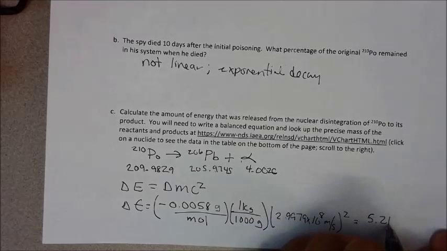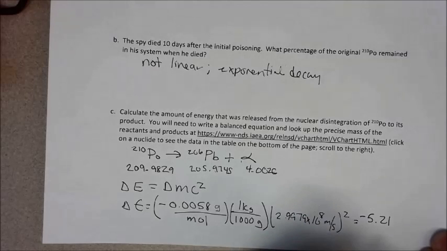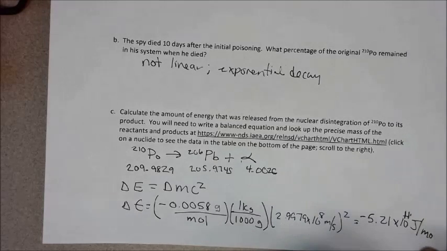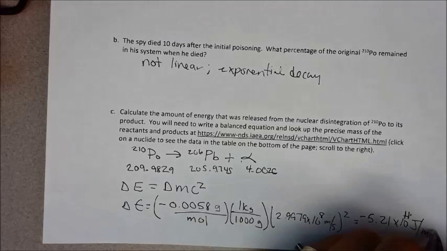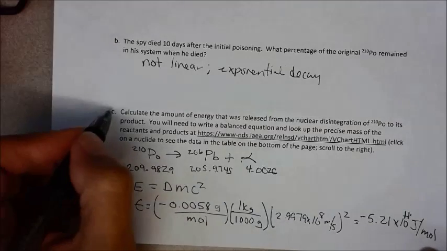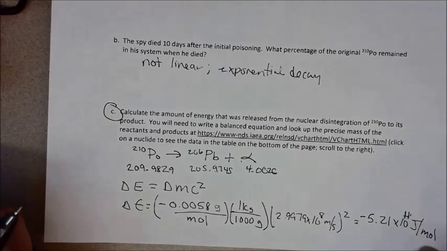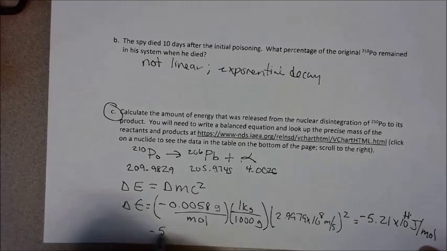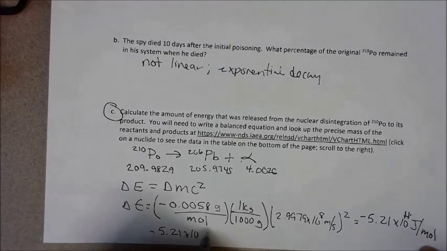We get negative 5.21, the negative just means that the energy is lost from the reaction. Sorry, 10 to the 11th joules per mole. That's an 11, not an H. Notice, did we have a mole that reacted in this problem? Notice this is part C of a multi-part problem. That means it's all connected to the earlier parts. We did not have a mole.